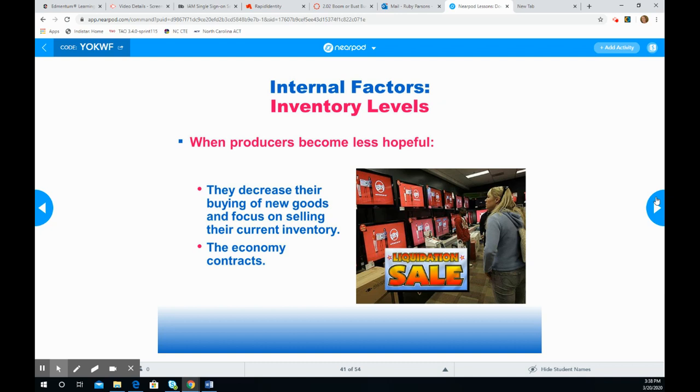When you think about inventory levels, when producers become less hopeful, they're going to decrease their buying of new goods and focus on selling their current inventory. Therefore, the economy at this point is starting to contract. As you see here in the picture, you've got a liquidation sale. When you have things like that, you're going to slash the prices.